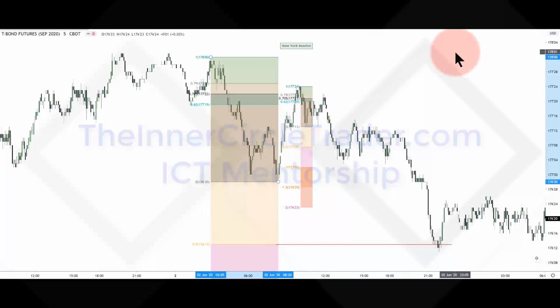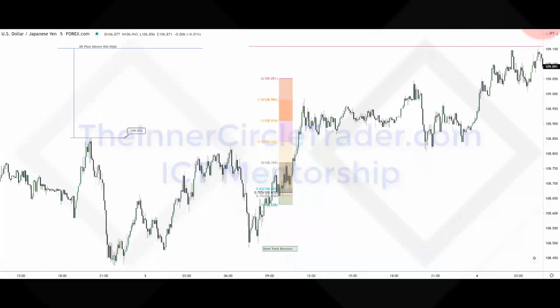All right, so our next example is going to be example 19 in the series, and this is going to be in $yen. It was a buy on June 3rd, 2020. All right, so here is example number 19. This is the $yen. This is a long example using optimal trade entry and in the New York session for June 3rd, 2020. So you can see right away we have the New York session label crooked, and I have to fix that.